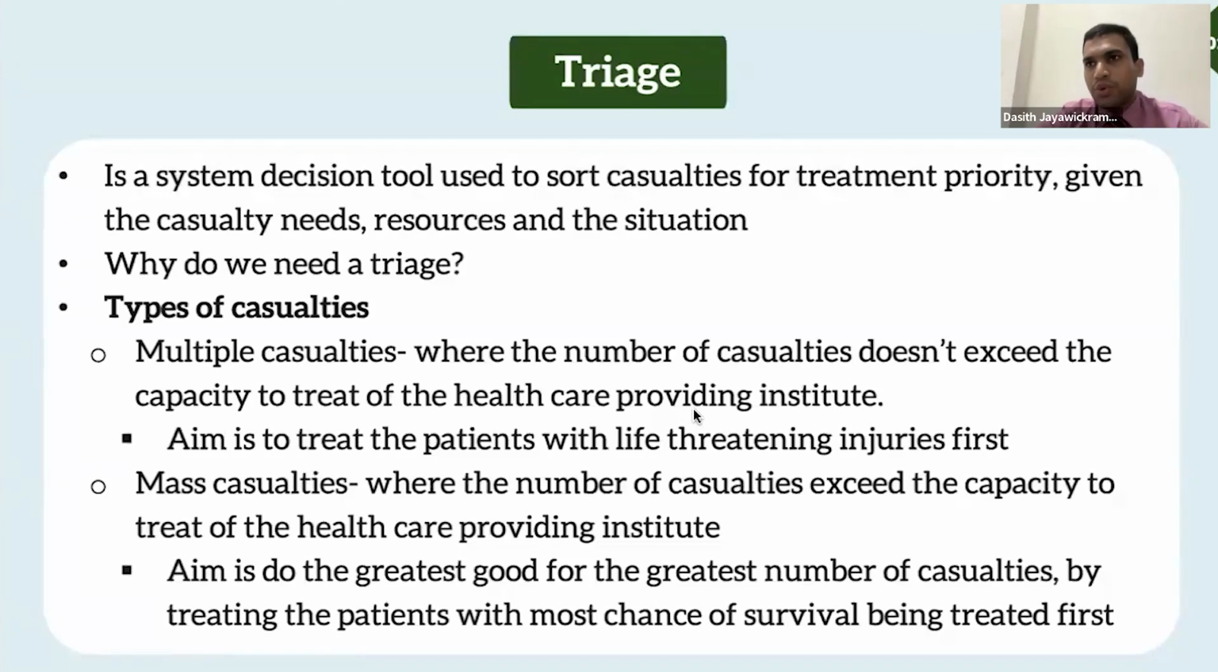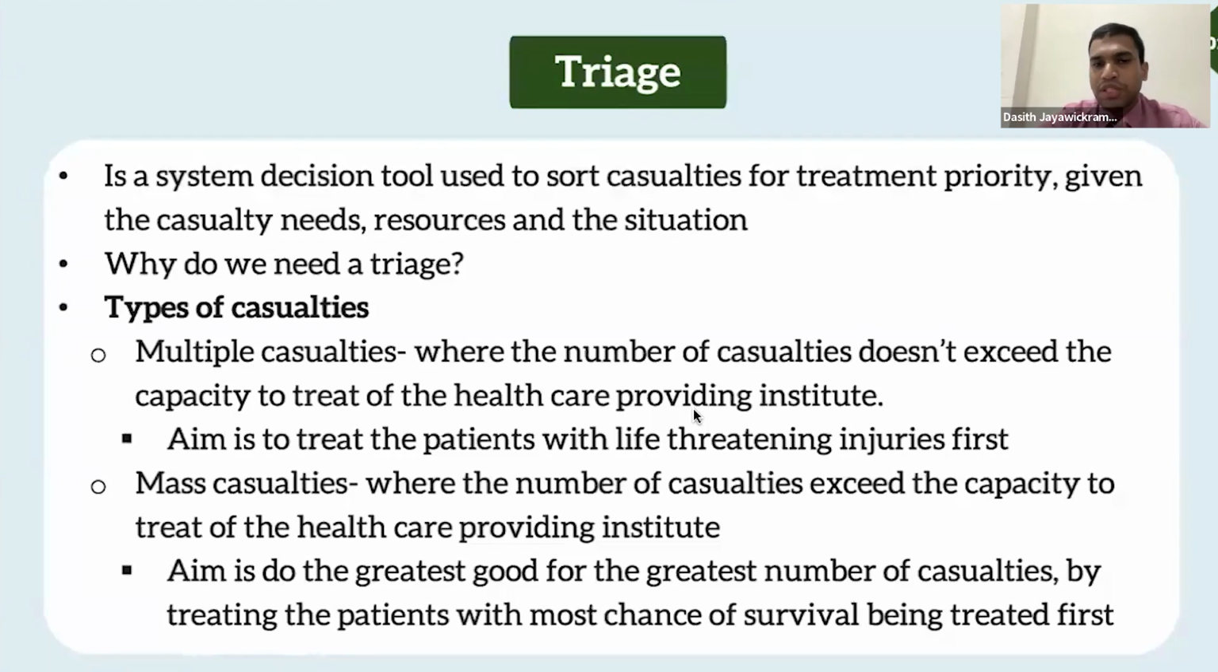For example, in multiple casualties, there are a number of casualties, but the hospital can still handle that number of patients. So in that case, our aim is to treat first the patients with the most life-threatening injuries. That is our priority. Imagine a situation where 3 or 4 people are injured. In that case, we prioritize the patient with the life-threatening injuries.